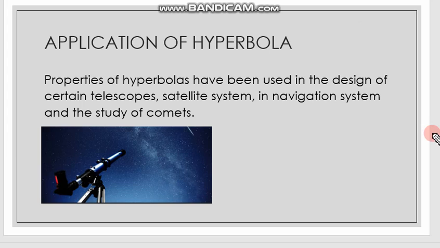Properties of hyperbolas have been used in the design of certain telescopes, satellite systems and navigation systems, and the study of comets. So certain telescopes and also satellite systems, especially to locate the coordinates of a certain ship in the ocean, use the properties of a hyperbola.